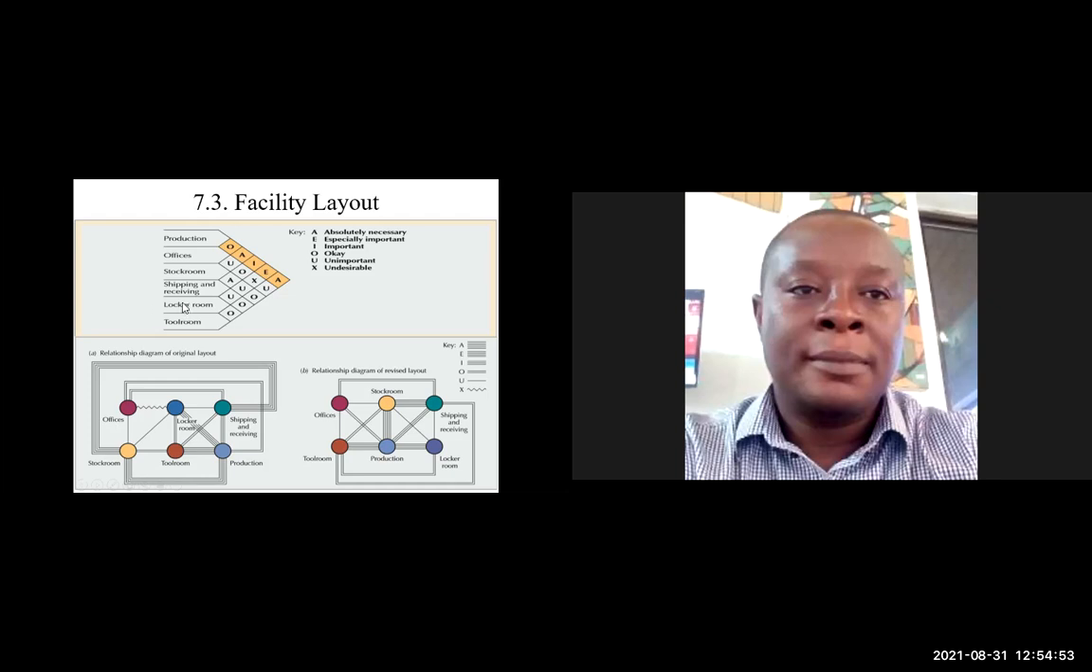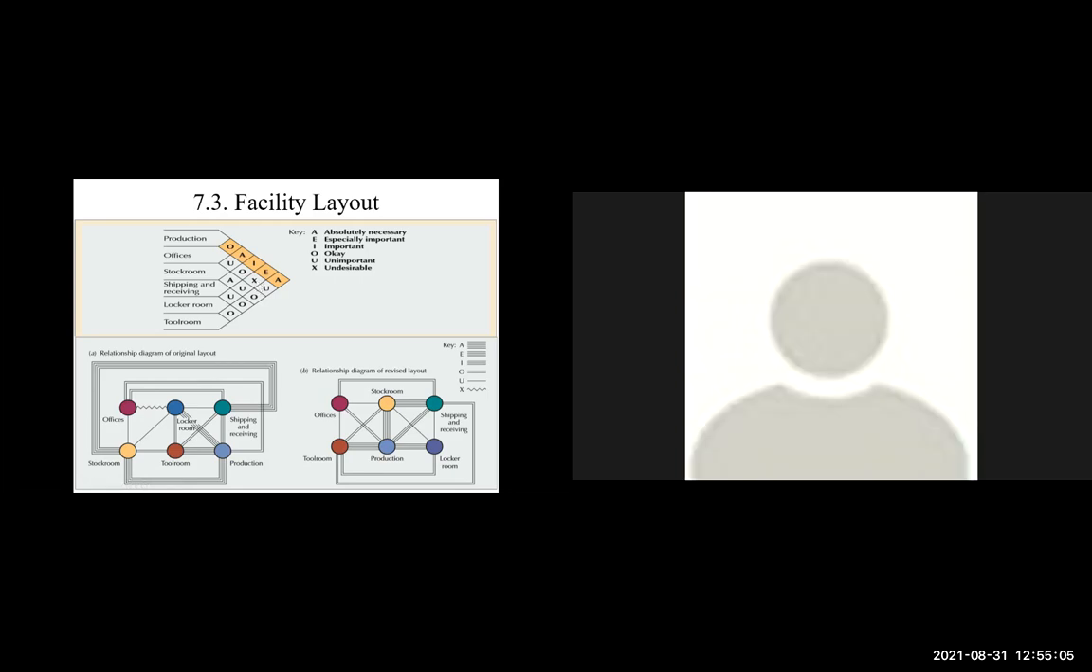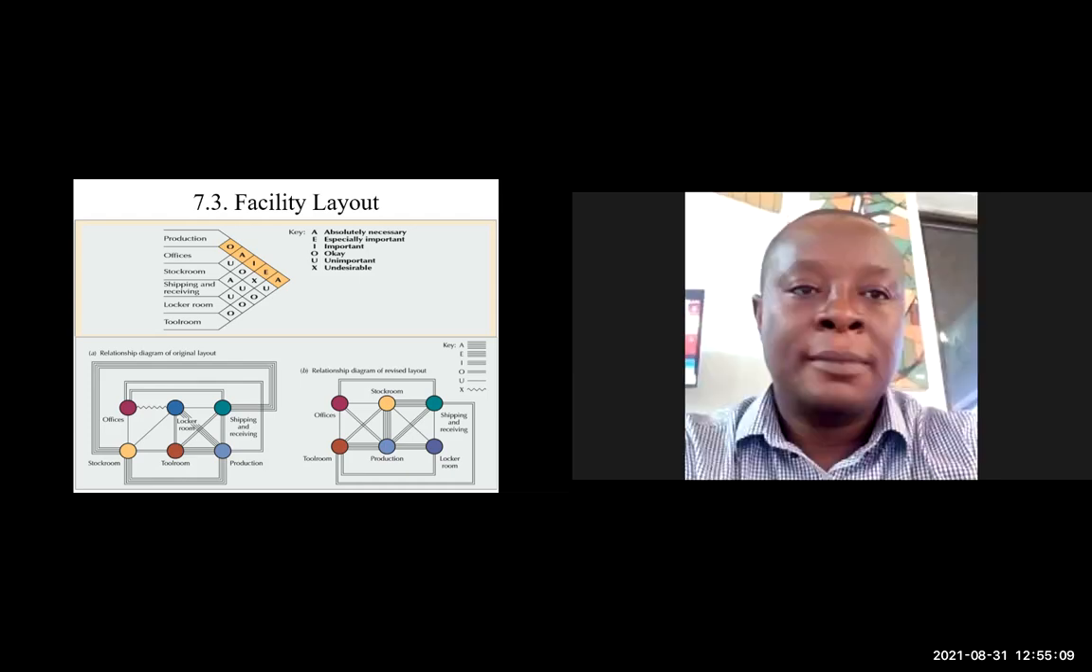Between the locker room and offices, it is X. X means what? Undesirable. You see, normally those of you who are working, which people use the locker room? Administrative staff, do they also use the locker room? Sometimes.